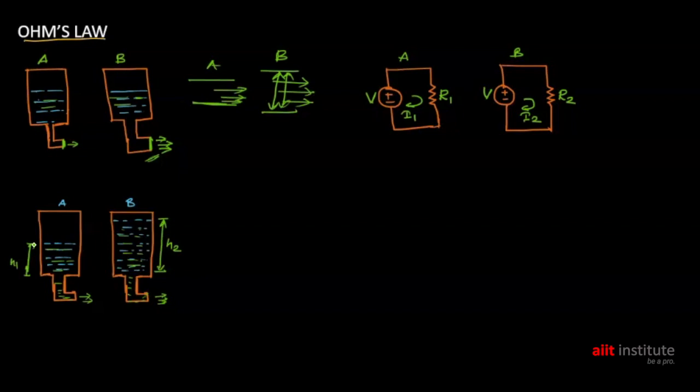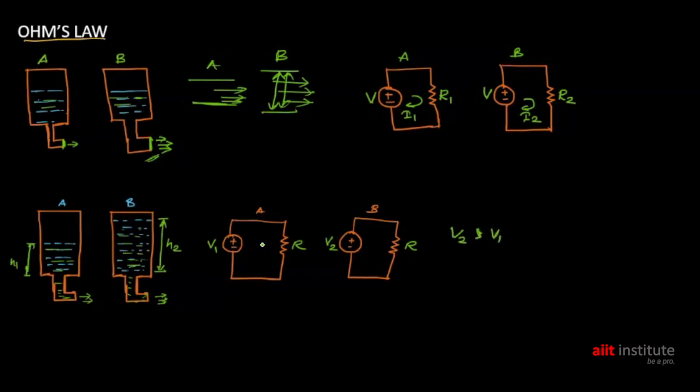So let's correlate this example with an electrical circuit. We have two electrical circuits A and B with different voltage. Let's assume this is voltage source V1, and this is voltage source V2. But these have the same amount of resistance, that is R. So both have similar resistance. Let's assume here V2 is greater than V1. Similar to the water tank example, the voltage in the second circuit, that is B, is more. So more current will flow through which circuit? Through B. Why? Because we know the equation of current, I equal to V by R.